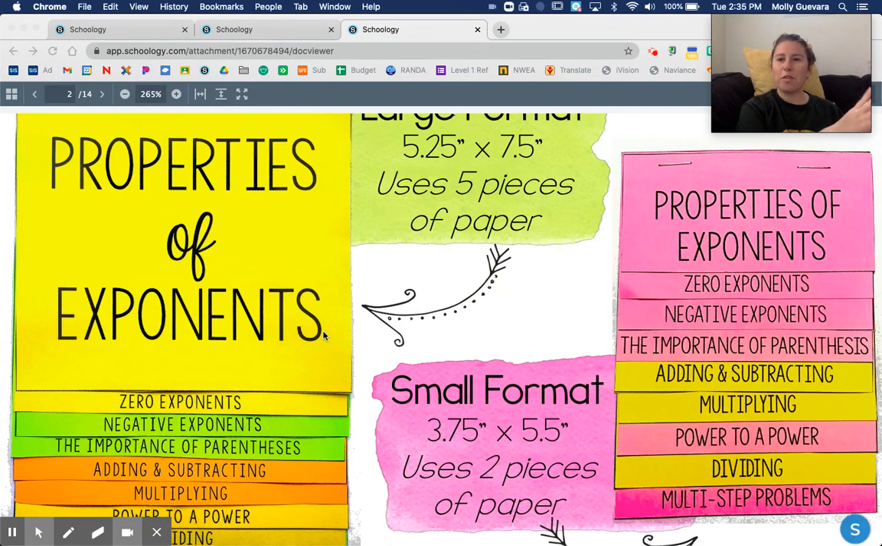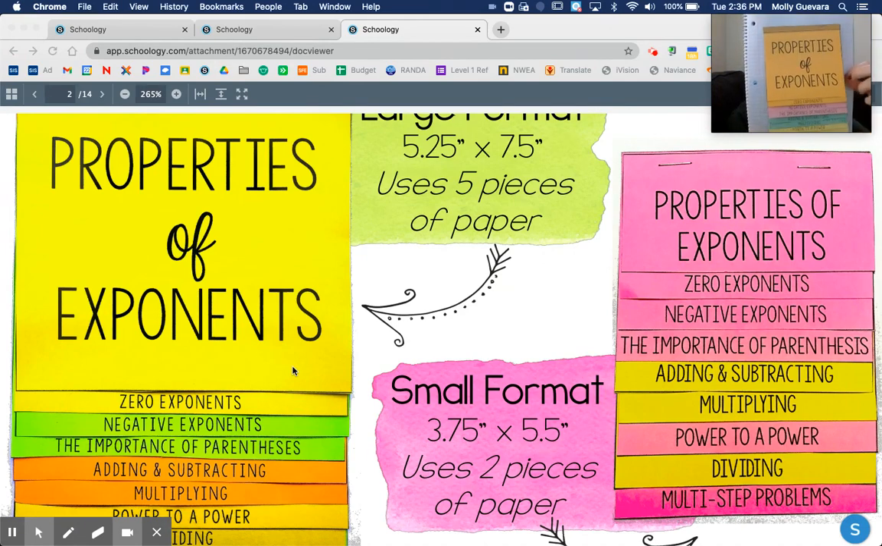And so what the final product will look like is just this right here. It'll say properties of exponents, and then it'll have all of these different categories. And so this is what mine looks like, right? So I've stapled it twice at the top, and then it has all of these different little tabs.